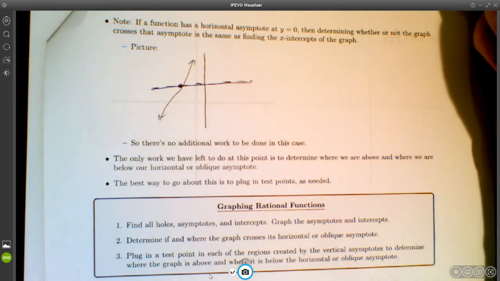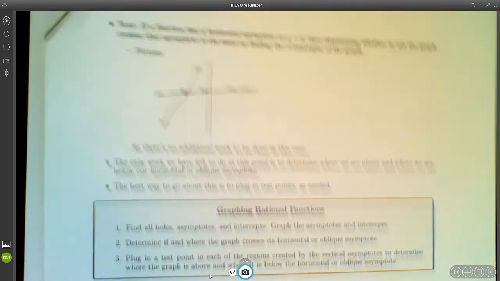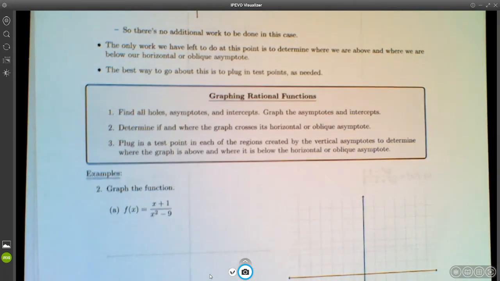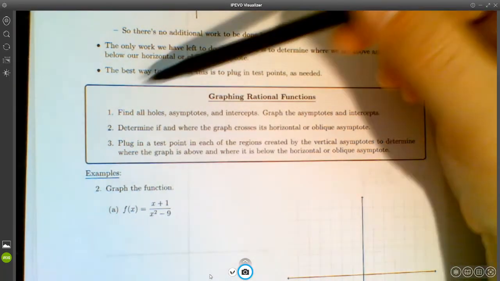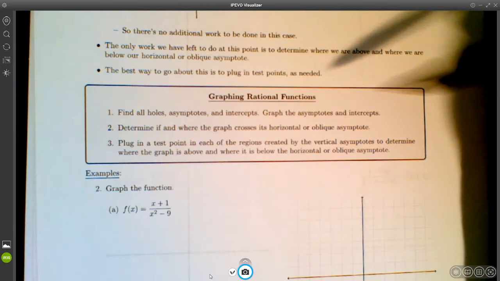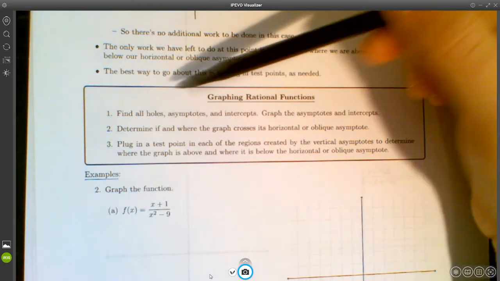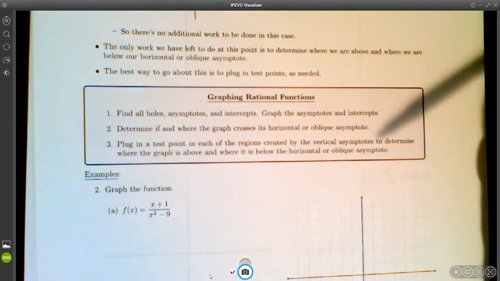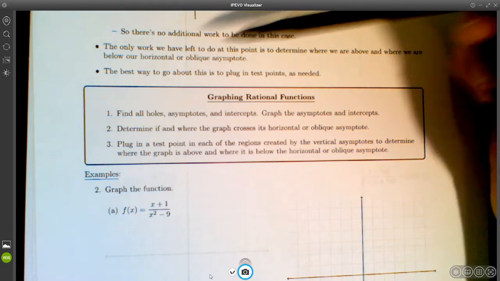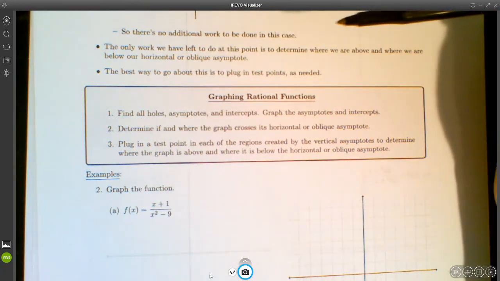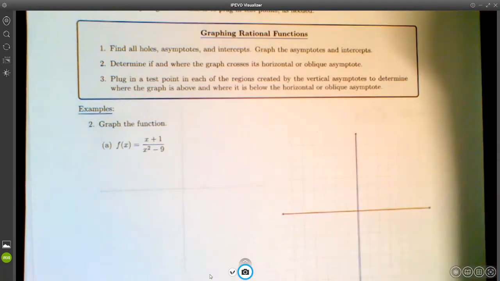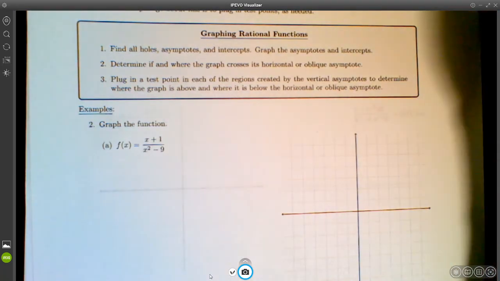So now with that in mind, I think we are officially ready to graph some rational functions. To graph a rational function, first of all, we're going to find all holes, asymptotes, and intercepts and graph those things. And then we're going to determine if and where the graph crosses its horizontal or oblique asymptote. And then once we've done that, we've got a really good framework for graphing our function. We could almost graph the function just based on that information alone. But sometimes we need a little bit more information.